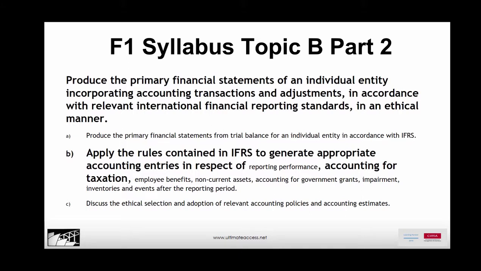We're looking at F1 syllabus topic B part 2, which is to produce the primary financial statements of an individual entity incorporating accounting transactions and adjustments in accordance with relevant international financial reporting standards in an ethical manner. And we're looking at part B within part 2, which is to apply the rules contained in IFRS, International Financial Reporting Standards, to generate appropriate accounting entries in respect of, in this case, accounting for taxation.